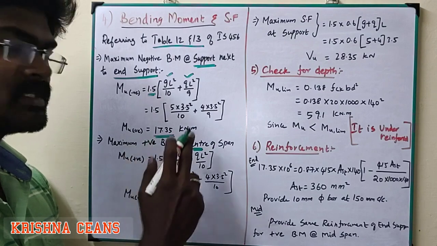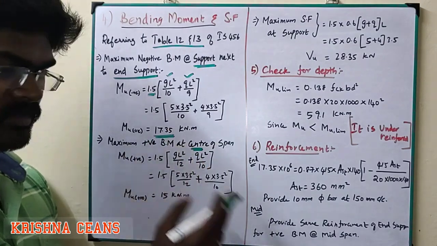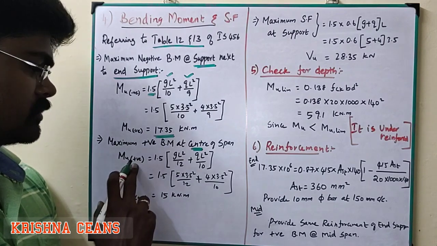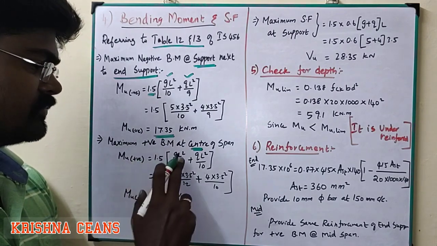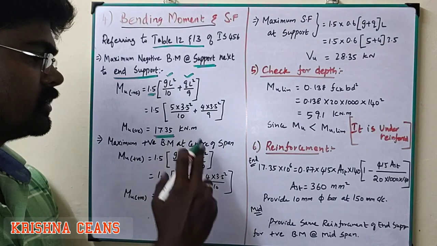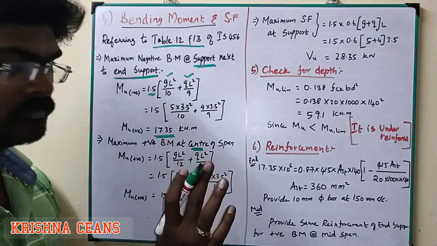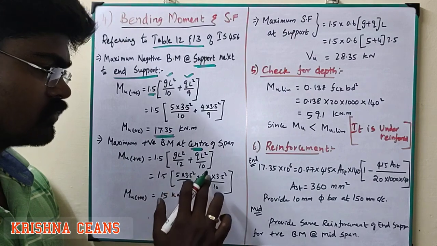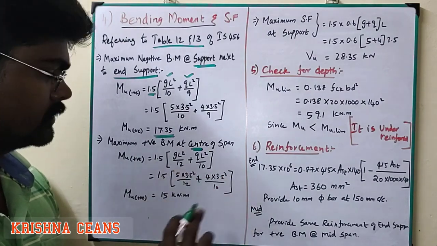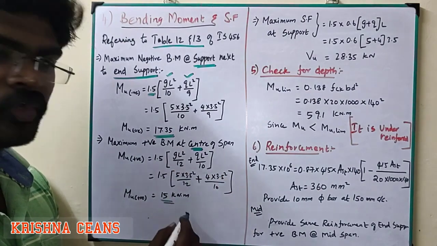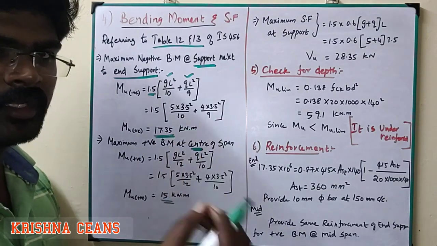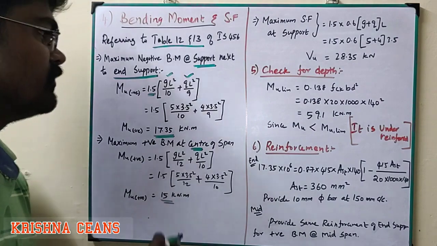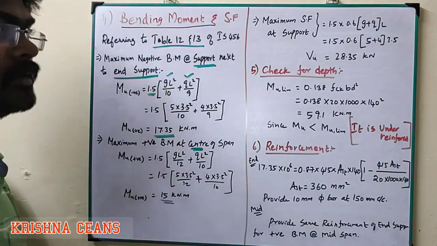Maximum positive bending moment at the center of the span. Since we are referring from table number 12 and 13, the maximum bending moment is 1.5 times of G L square by 12 instead of Q L square by 10. So 1.5 times of 5 into 3.5 square by 12 plus 4 into 3.5 square by 10. So we will get 15 kilonewton meter. Almost only 1 to 2 kilonewton meter differs between the support and the mid.